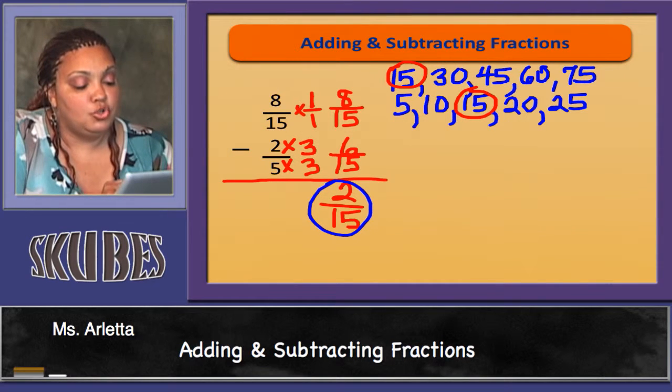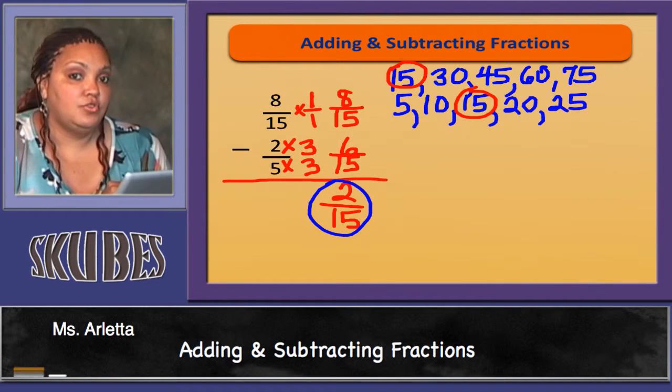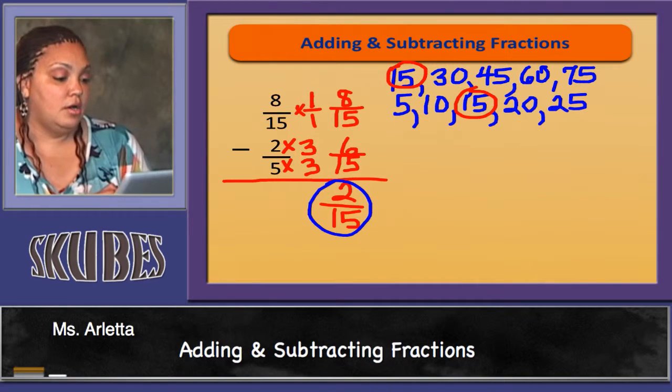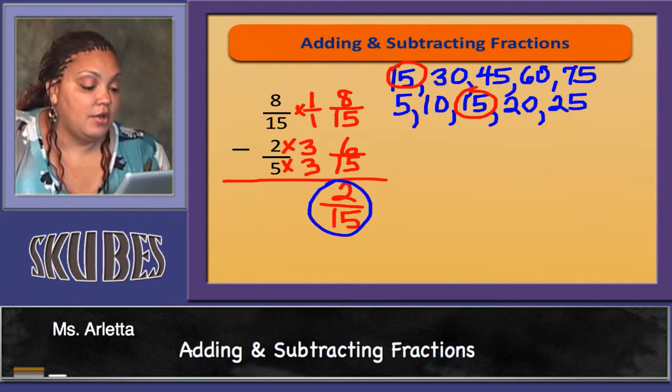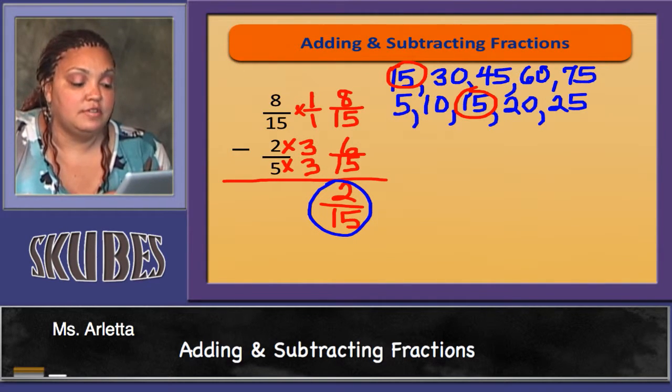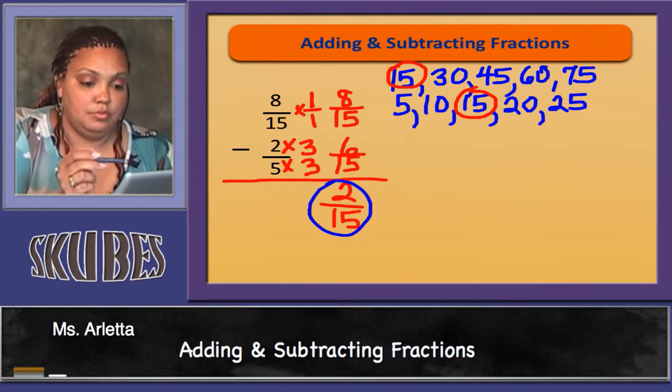You always look at your numerator and denominator and ask yourself the question, when you're trying to see if you need to simplify or reduce that fraction, is there a common factor of 2 and 15? And the answer is no, so 2/15 is a simplified fraction.